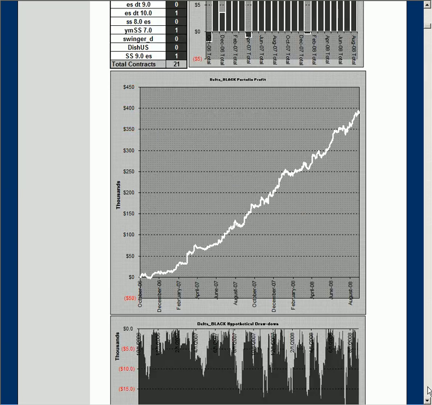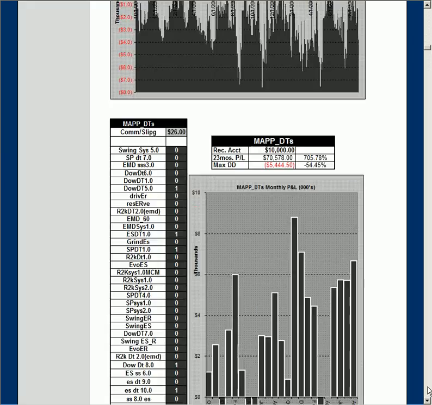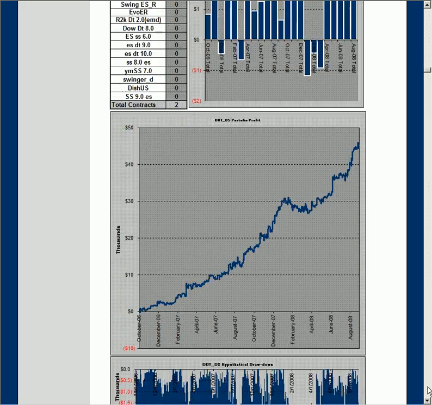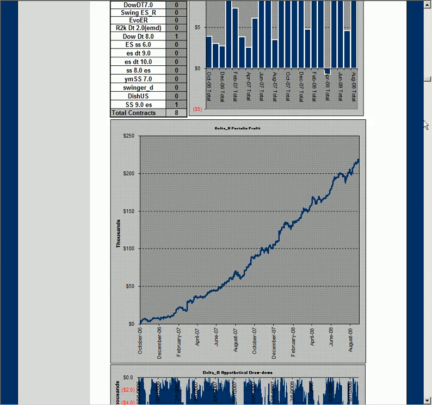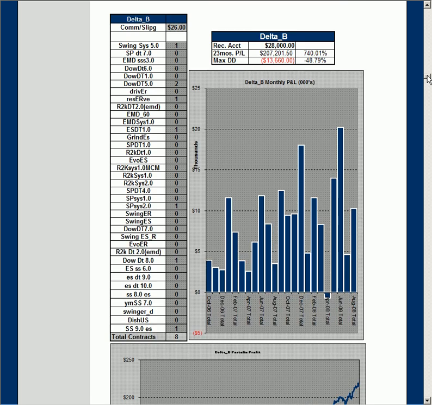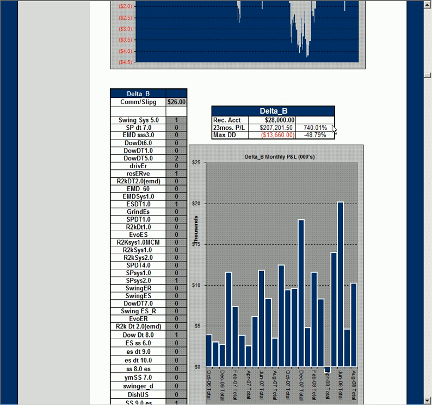So if you go down to Delta Black, or actually Delta B, which should be right there, you can see that actually this portfolio is even better. 740% return against a 48% drawdown. This used to be a conservative portfolio. Obviously, it's not considered a conservative portfolio, but these are the systems that you can take advantage of in the new Delta B, 2 lots of Day Trader 5.0.